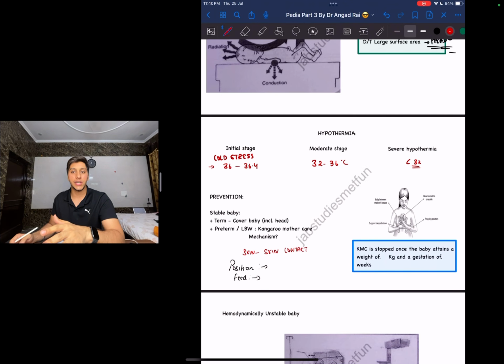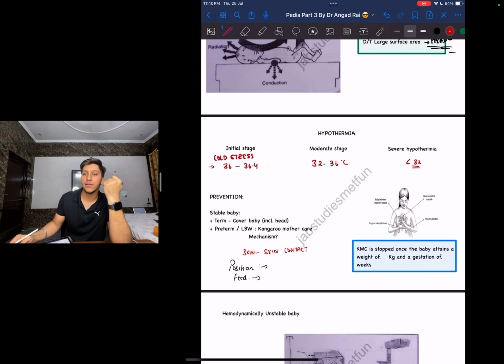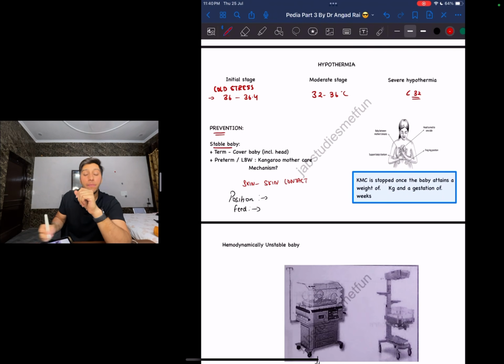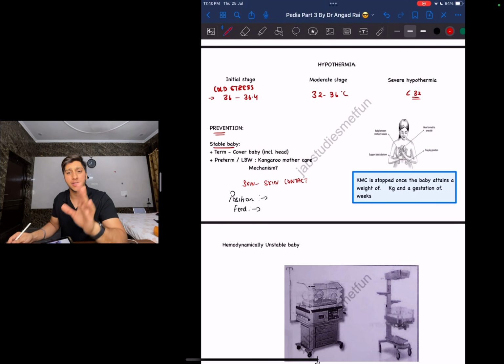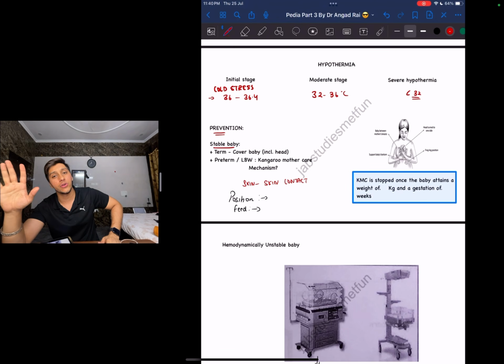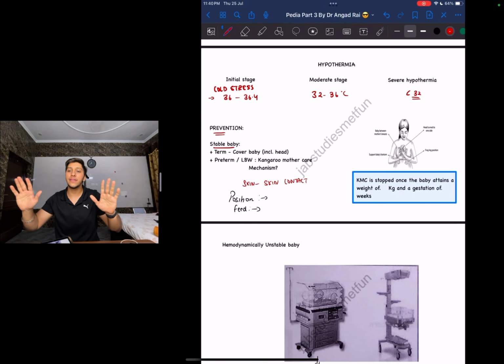Now the question is, how are you going to manage it? If you have a stable baby, meaning vitals are stable, the baby is crying, APGAR was good, and then you notice there was hypothermia in a term baby, everything is already developed. So what I told you: the maximum loss of heat is through the head. So what will you do? Cover the head, that is the main thing.